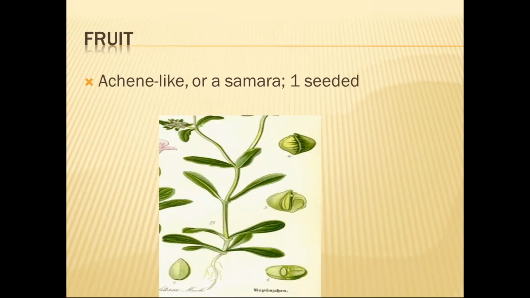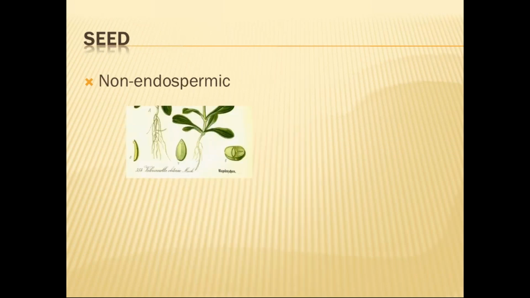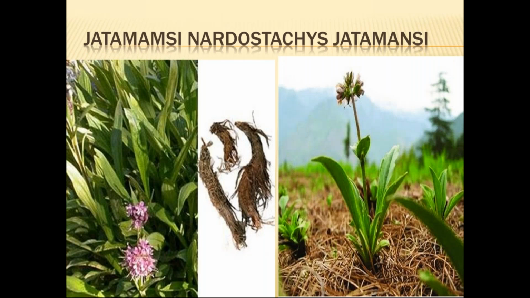Fruit we are going to see, that is achene or samara. Seed is non-endospermic. And one plant we are going to study in this family is Nardostachys jatamansi.